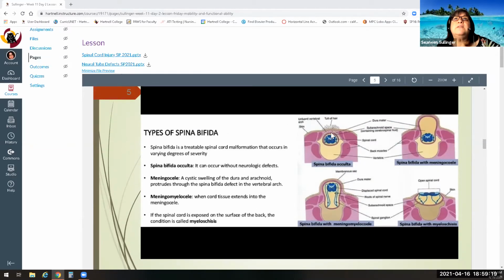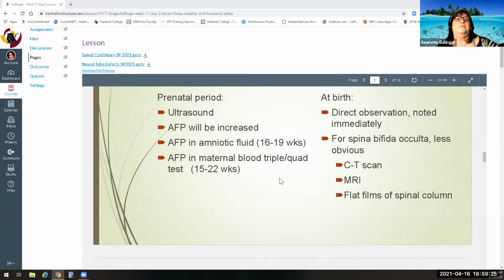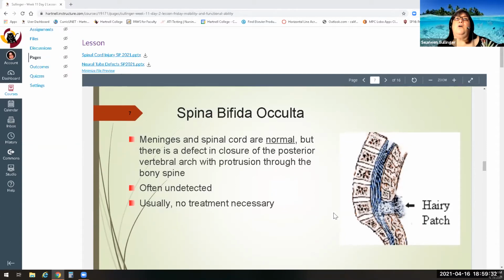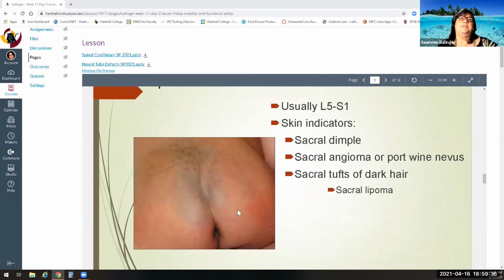What you might see with spina bifida occulta is this tuft of hair. I think I have a picture. Here it is, spina bifida occulta. So you might have a hairy patch there, or what's called a sacral dimple or pilonidal dimple, right? Because there's the anus and there's this little dimple right there. There's hair there, but it's more of a tuft of hair.